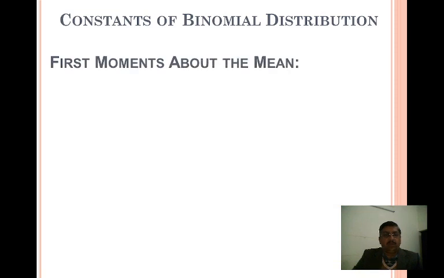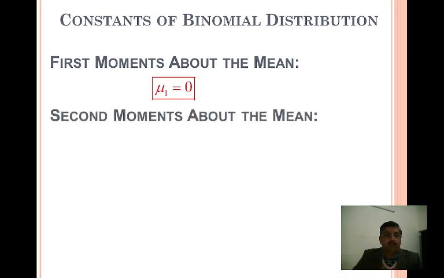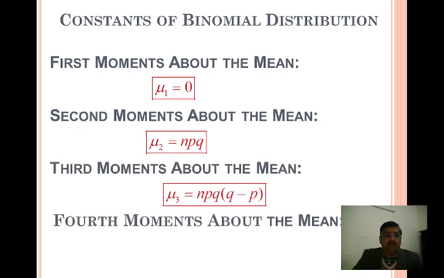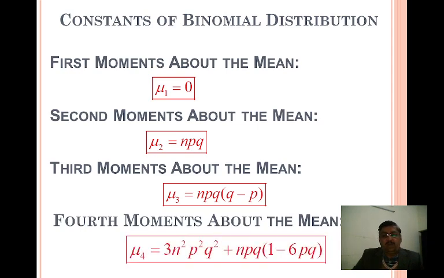Constants of the binomial distribution. Similarly, the first moment about the mean is represented by mu1 equals 0, and if you remember, the first moment about the mean is always 0. The second moment about the mean is represented by mu2 equals npq, and the third moment about the mean is mu3, which equals npq into (q minus p), and the fourth moment about the mean is mu4 equals 3n square p square q square plus npq(1 minus 6pq). With this, we'll have more discussion in the next video.